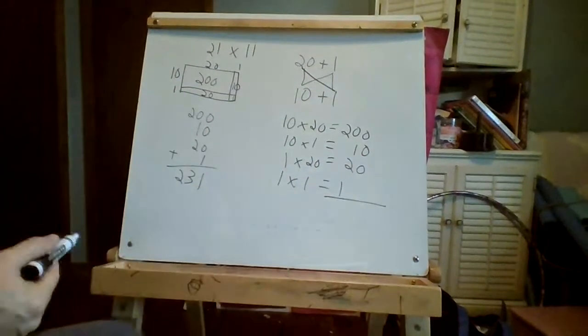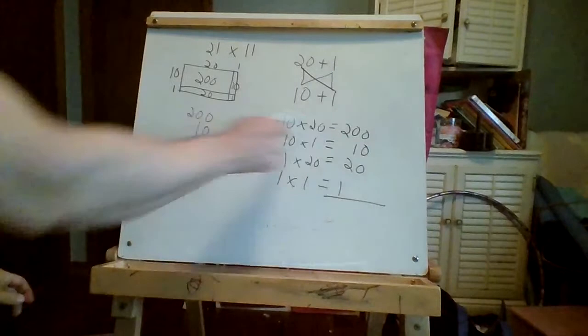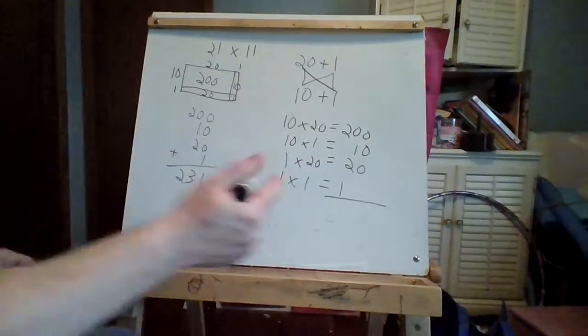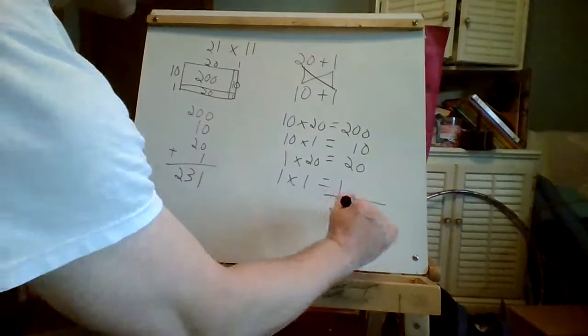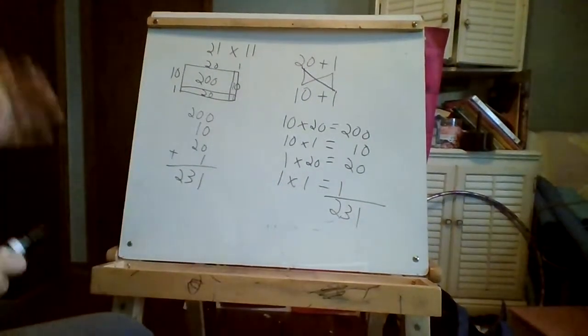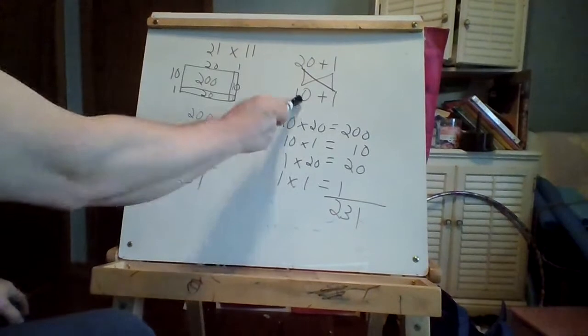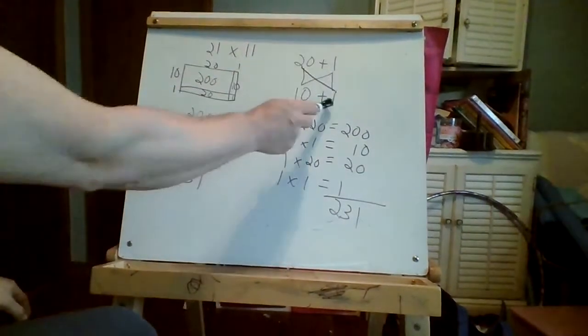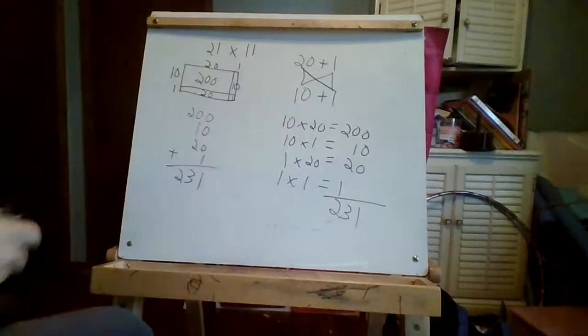So you can see we have exactly the same numbers. We have 200, 200. We have 10, 10, 20, 20, 1, 1. This is why it works. If you add it together, obviously you'll get the same answer of 231. But this is why it works, is because you're multiplying. You're doing 10 times both of these numbers, 10 times 20, 10 times 1. And then you're doing 1 times 20, 1 times 1.